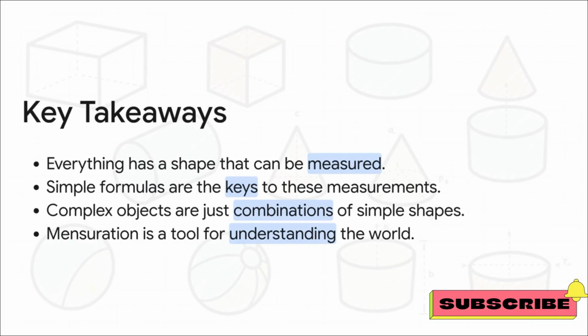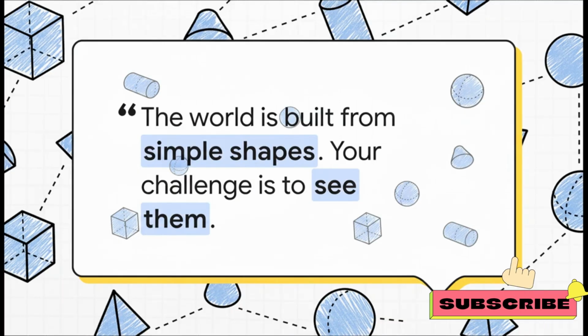So what are the big takeaways here? Well, first, that everything physical has a shape that we can actually measure. Second, that a few simple formulas are like the keys to unlock all those measurements. Third, that most complex objects are really just simple shapes put together. And maybe most importantly, mensuration isn't just a chapter in a math book. It's a real tool for understanding the world you live in. Or to put it another way, the world is built from simple shapes.